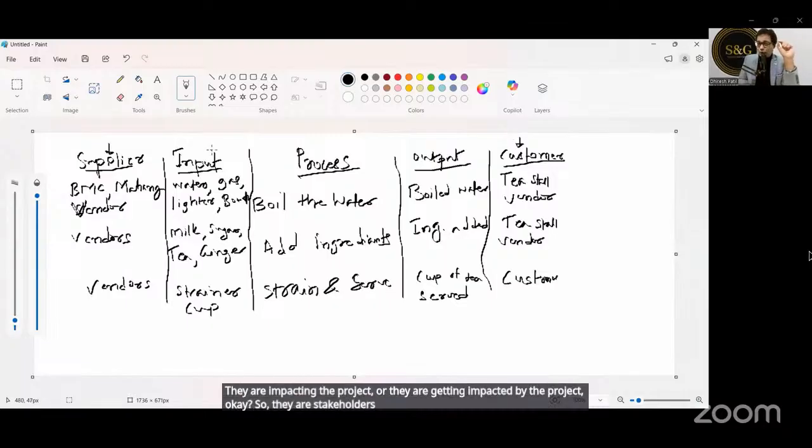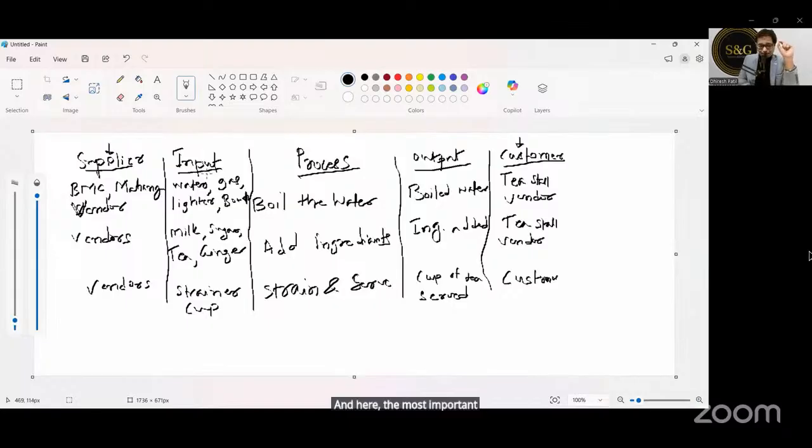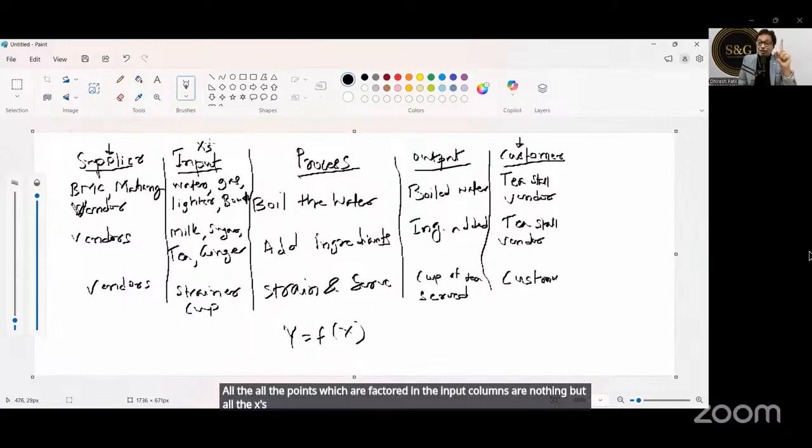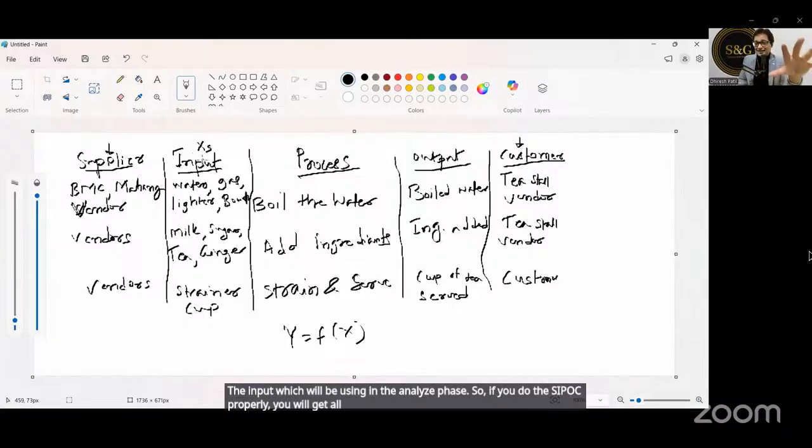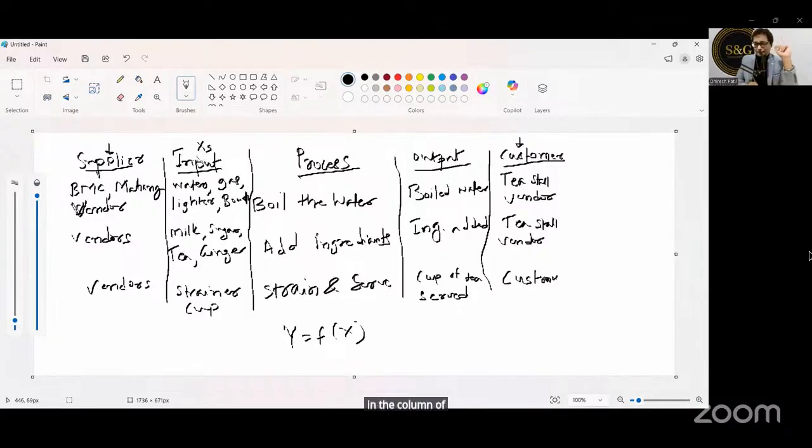And here, the most important thing is the input column. You remember I mentioned y is equal to function of x, right? If you observe very closely, all the points which are factored in the input column are nothing but all the x's, the inputs, which we will use in the analyze phase. So if you do the SIPOC properly, you will get all the important factors in the input column itself. And this is what SIPOC is all about. Are you clear? Just give me yes in the chat box.